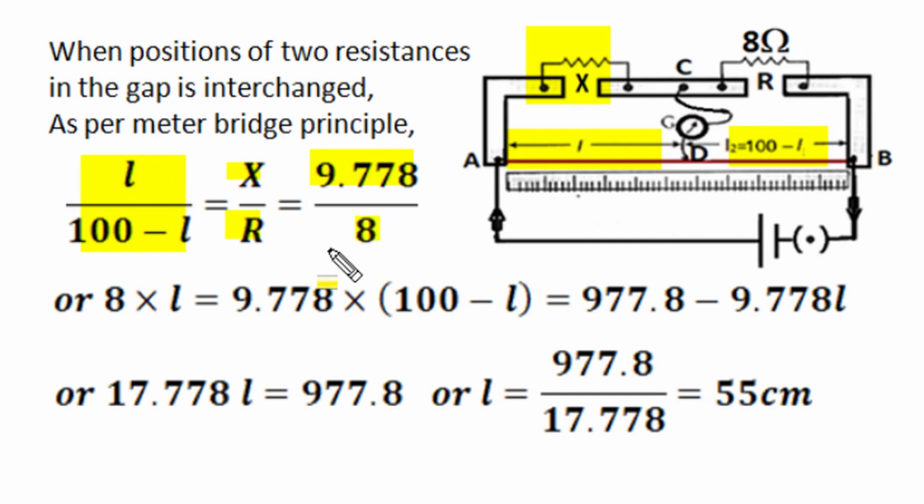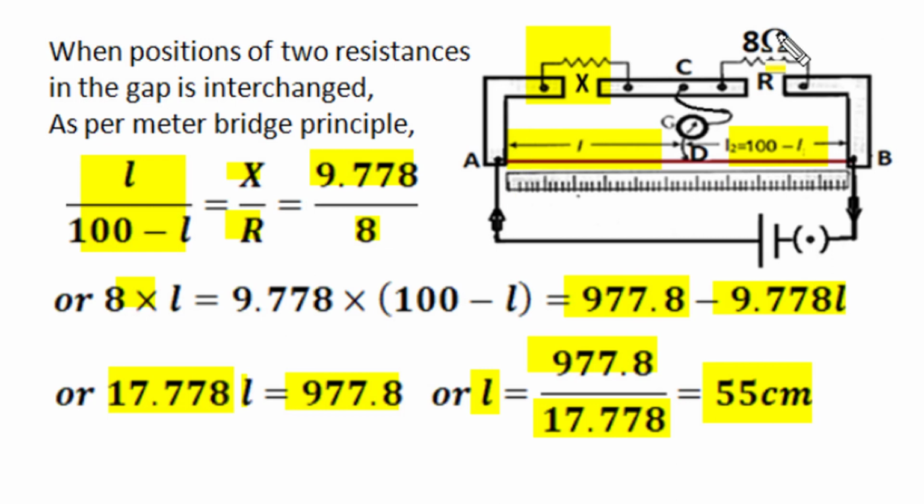If we cross multiply, then 8L becomes 9.778 multiplied by 100, that is 977.8, minus 9.778L, and if we change side of this negative term from right to left, it will add together, and addition of 9.778 and 8 becomes 17.778L, and the right side got a number 977.8, and simplification will result in length L as ratio of 977.8 divided by 17.778, and it is 55 centimeter.